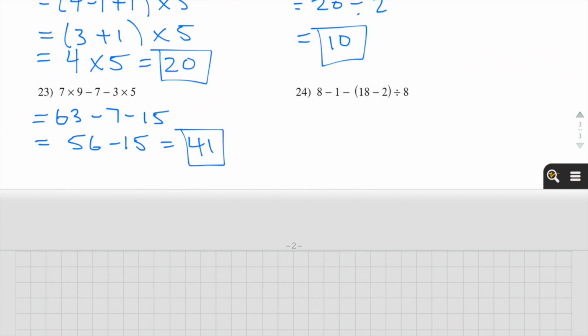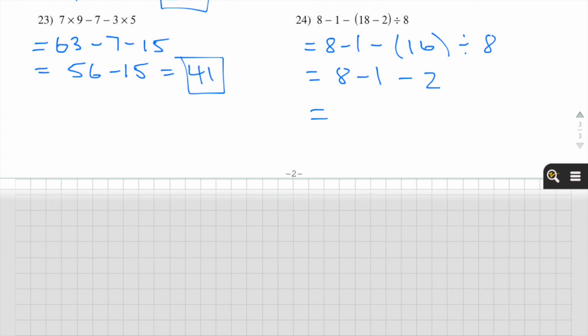Okay, number 24. 8 minus 1 minus, in parentheses, 18 minus 2, divided by 8. So when we do the parentheses first, we write everything else, and 18 minus 2 gives us 16, divided by 8. 8 minus 1 minus 16 divided by 8. We have to do the division next. So 16 divided by 8 is 2. 8 minus 1 is 7 minus 2. We end up getting 5 as our final answer. And this was order of operations, pre-algebra.